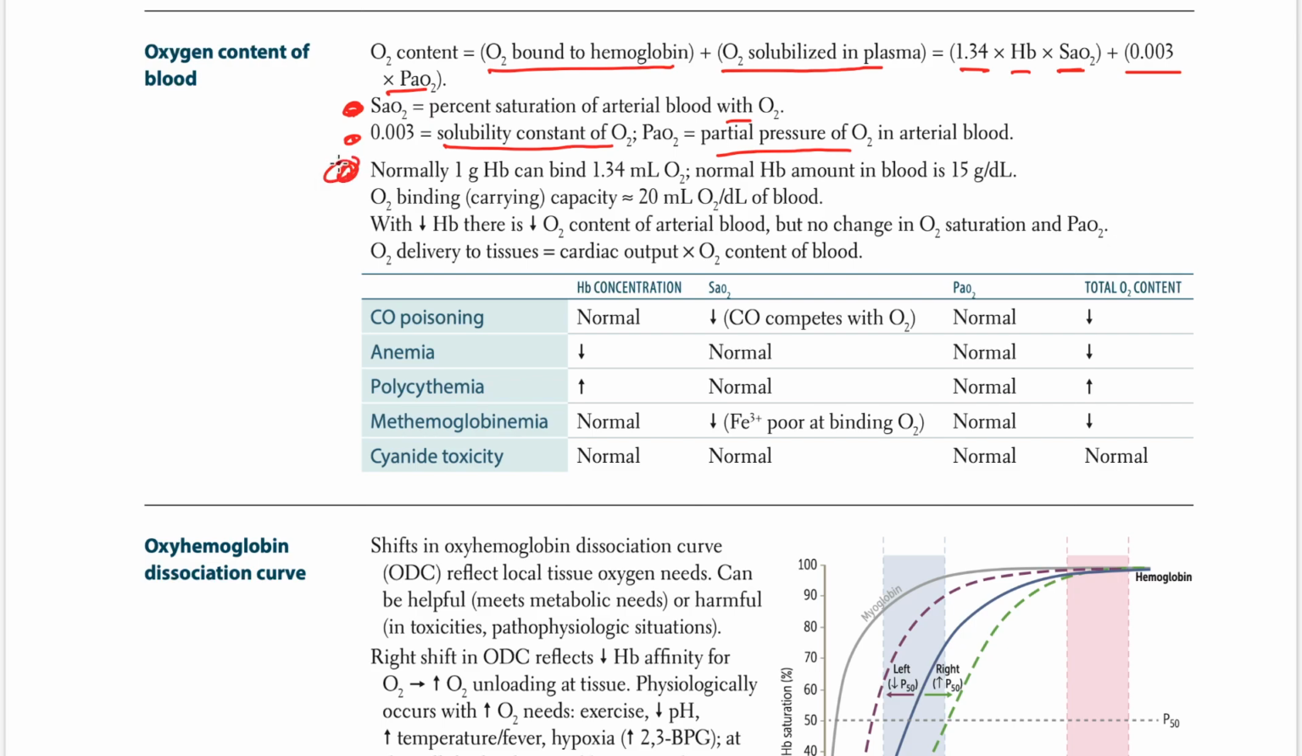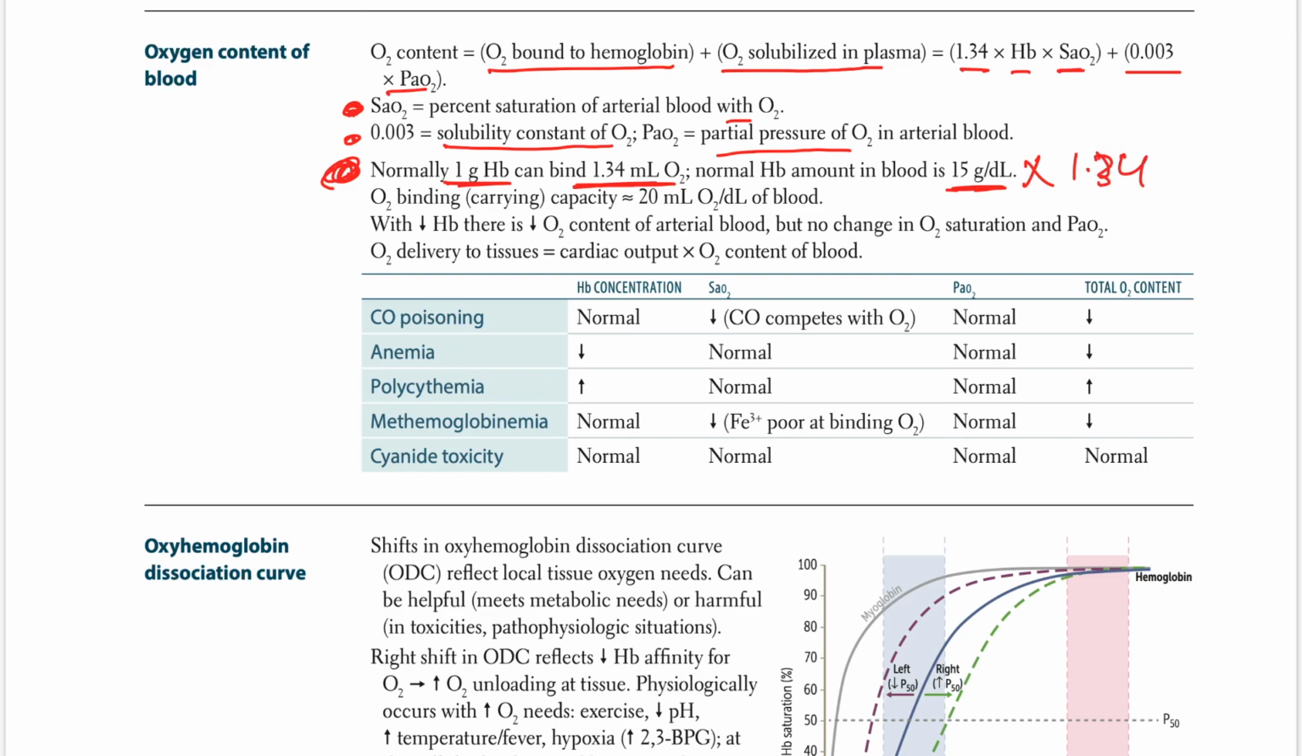So this is important now. Normally, 1 gram of hemoglobin can bind 1.34 ml of oxygen. So 1 gram of hemoglobin binds 1.34 ml. The normal hemoglobin amount in blood is about 15. So just think about it: 15 times 1.34.